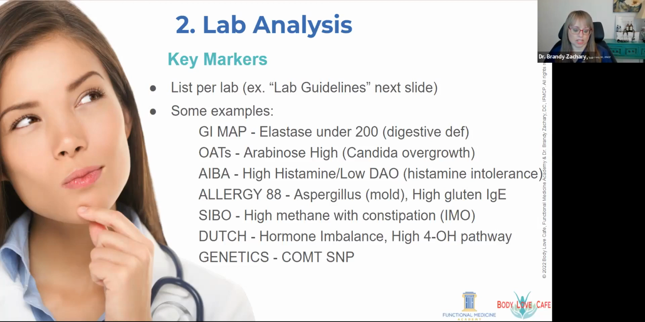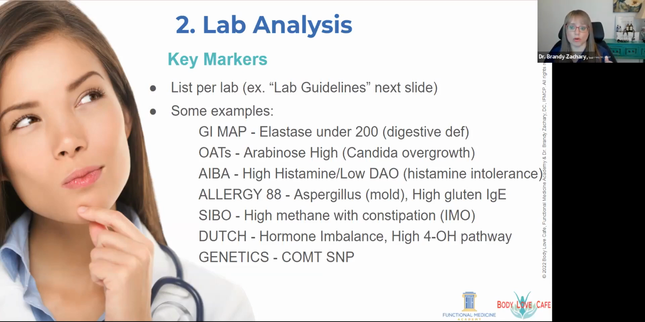SIBO, maybe you see high methane with constipation. It's not in the small intestines. It's what they call intestinal methanogen overgrowth. Could be in the small intestines, might be more likely in the large intestines.